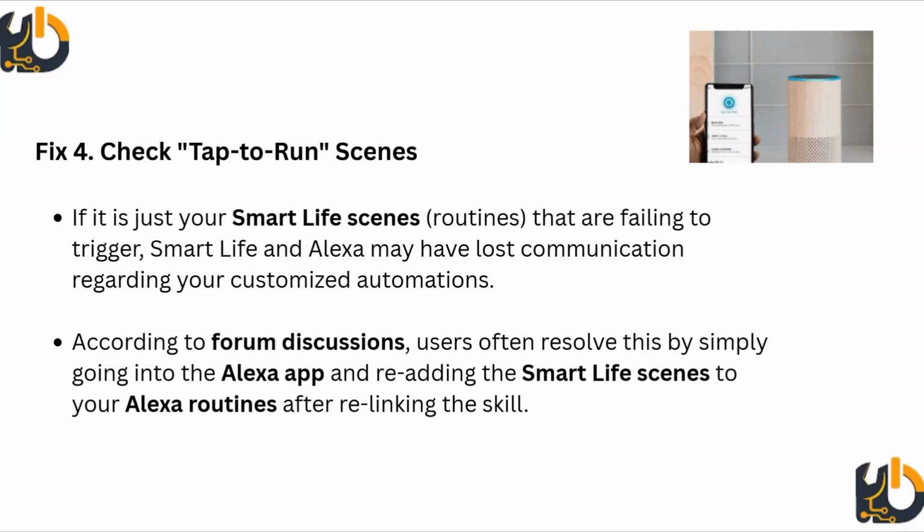Fix 4. Check tap to run scenes. If it is just your Smart Life scenes or routines that are failing to trigger, Smart Life and Alexa may have lost communication regarding your customized automation. According to forum discussions, users often resolve this by simply going into the Alexa app and re-adding the Smart Life scenes to your Alexa routines after relinking the skill.